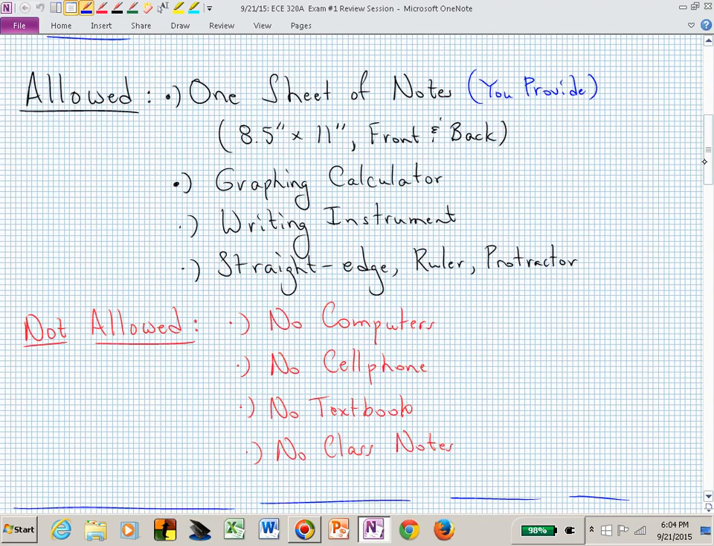What's not allowed is, besides your neighbor, you're not allowed a computer or a cell phone or textbook or the class notes. You do get 1 page of notes, but you can't bring in your notes.